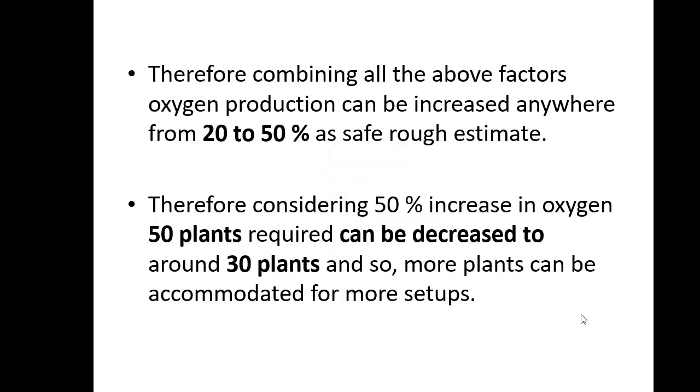Therefore, combining all the above factors, oxygen production can be increased anywhere from 20 to 50% as a safe rough estimate. That is nearly doubling the efficiency of photosynthesis with proper utilization of the 3 major factors, which is temperature, light and carbon dioxide content. Therefore, considering 50% increase in oxygen, 50 plants required can be decreased to around 30 plants, and so more plants can be accommodated for more setups.